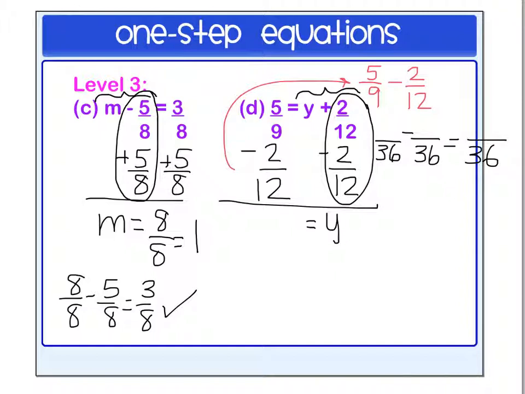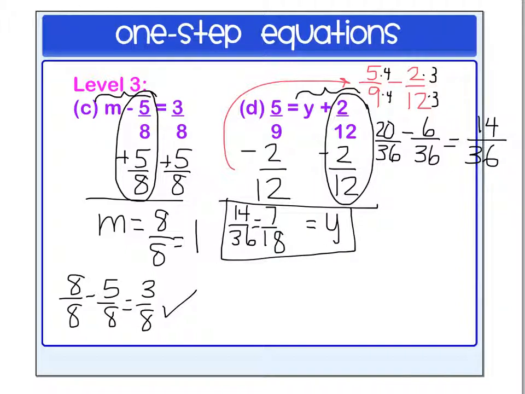To get from 9 to 36, I multiply by 4, so I'm also going to do that on the top to give me 20. To get from 12 to 36, I multiply by 3, so I'm also going to do that on the top to give me 6. So now I have 20/36 minus 6/36, which gives me 14/36. Now 14 over 36 can be reduced, and it reduces down to 7/18. So I would accept either of those. Because the directions do not say to put it in simplest form, I would accept it in unsimplified form.